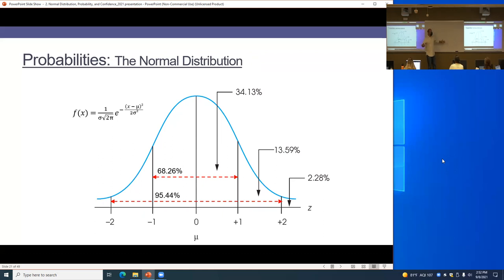We can go out to 2 standard deviations. If we look at tails beyond that, we see 2.28% of scores in a normal distribution are going to fall above 2 standard deviations. Elizabeth, how many are going to fall below 2 standard deviations? 2.28, same thing, right? So it's an exact symmetrical distribution. We can fold it in half, and we're getting the same stuff, right?